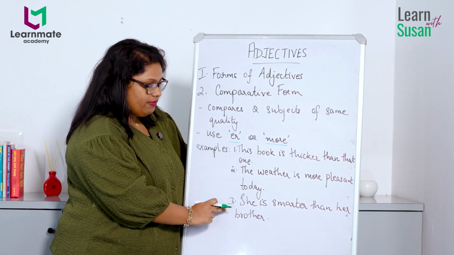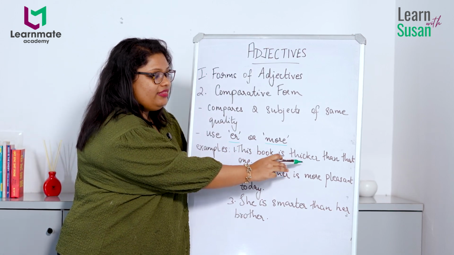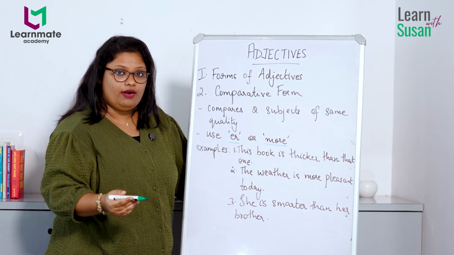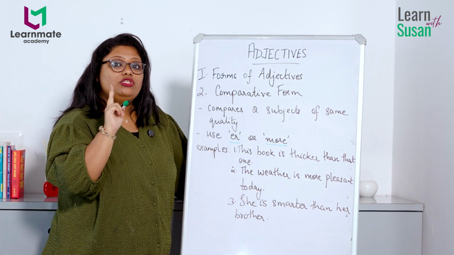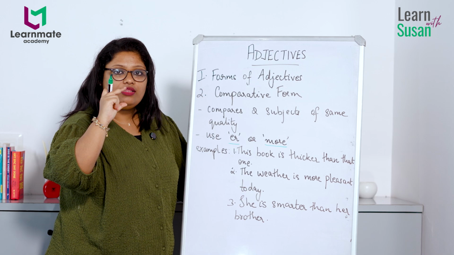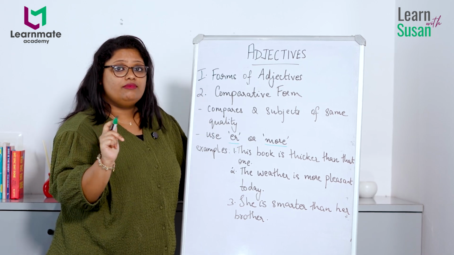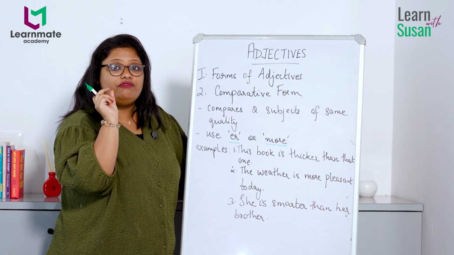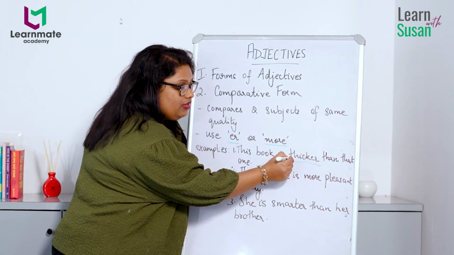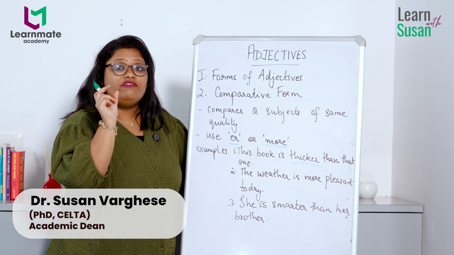Now here are some examples. This book is thicker than that one. I'm comparing 2 books which I have with me, one of which is thicker and the other one is a little thinner than that. The 2 books have the same quality of thickness, and I'm using the comparative form of the adjective thick.